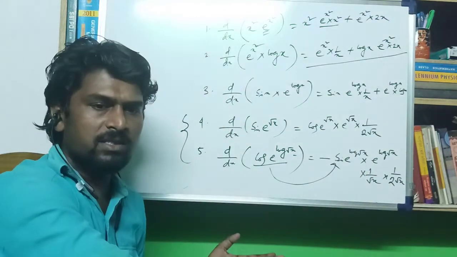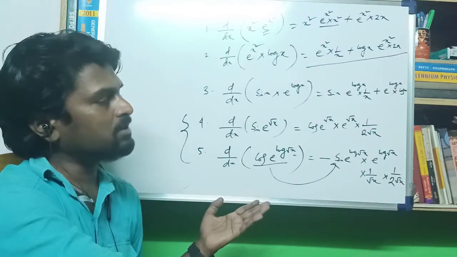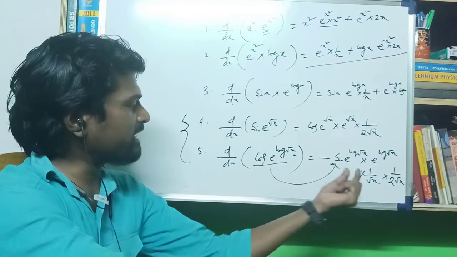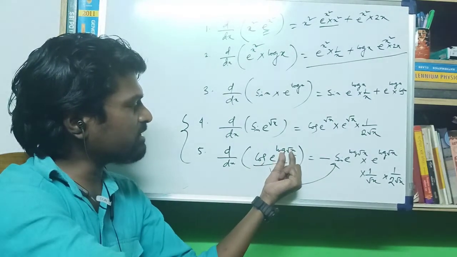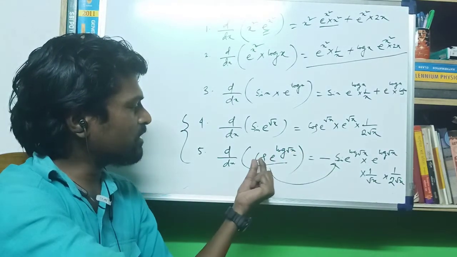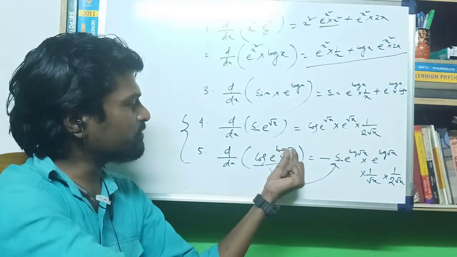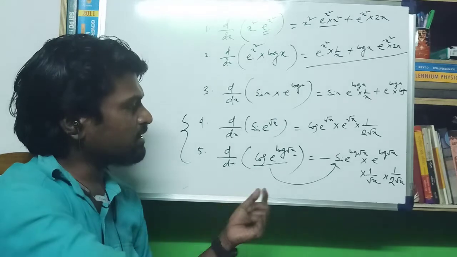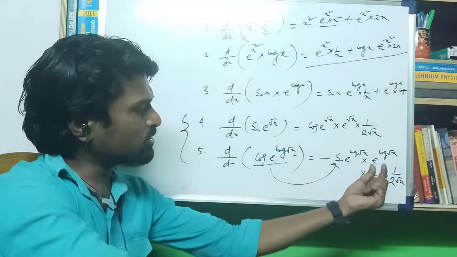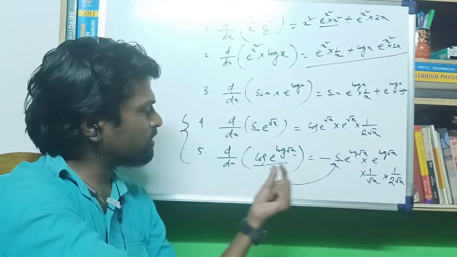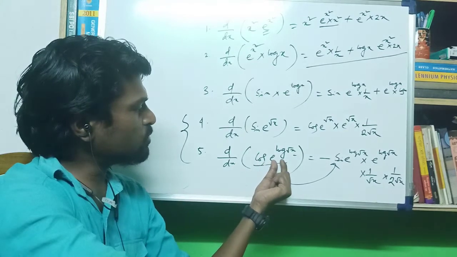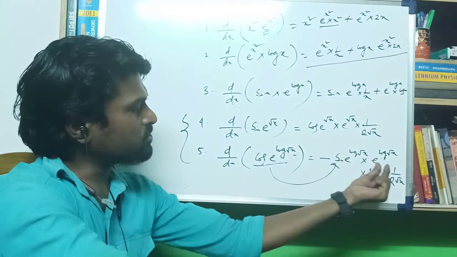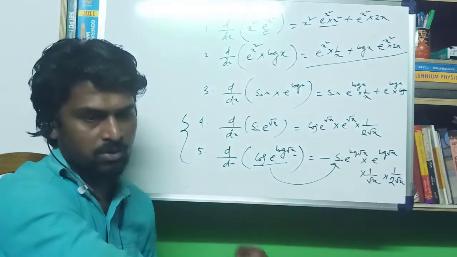How many functions are there? How many differentiable is possible? So check it first. Cos means sine, exponential, logarithmic, algebraic. There are 1, 2, 3, 4. 4 functions are there. So you have to take 1, 2, 3, 4.